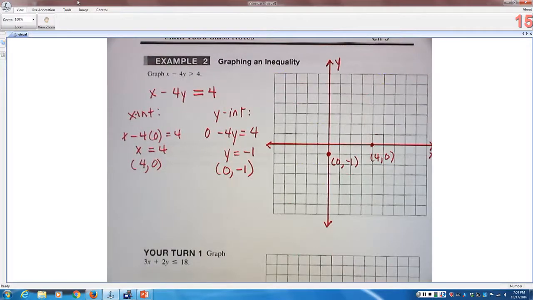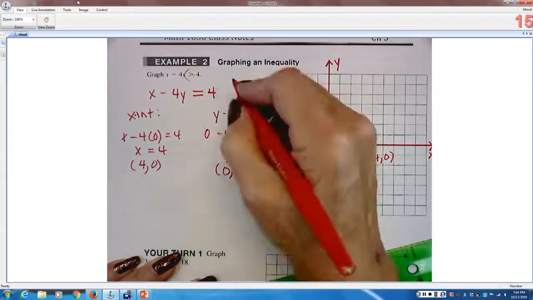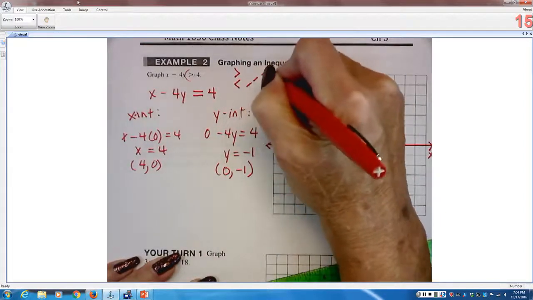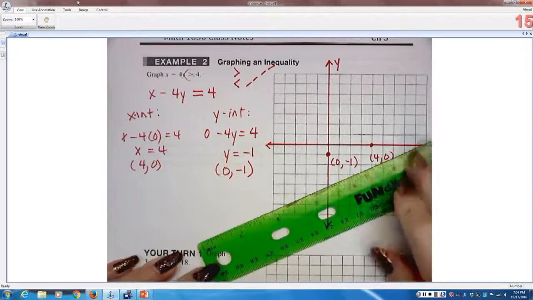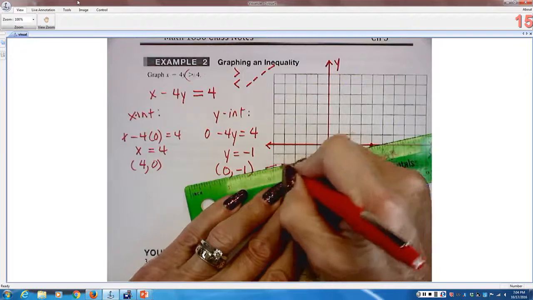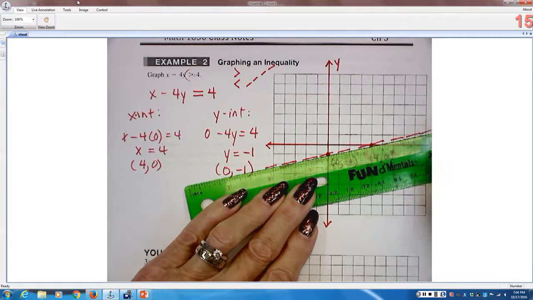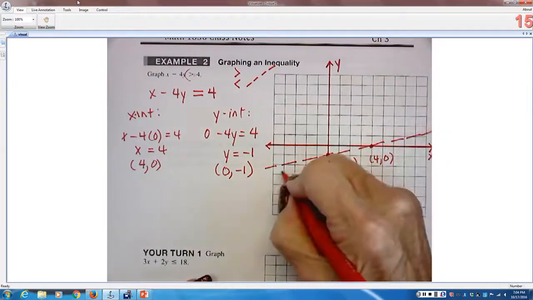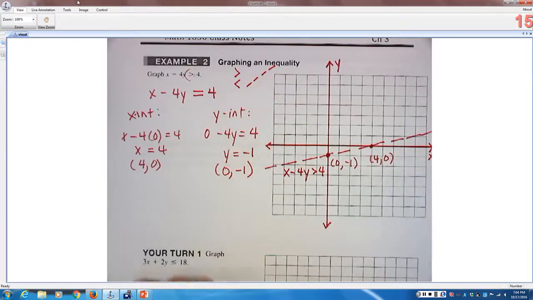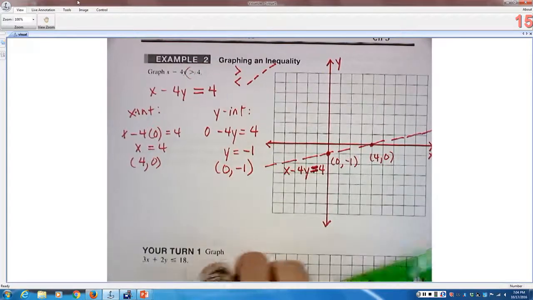And this time we're not going to shade in the line with a solid line, because this doesn't include equality. So when you have either greater than or less than without an equal sign, then when you graph your line, you're going to graph it with dashes, because the line actually is not part of the solution. It's just a boundary. I'm sorry, that's supposed to say equals because that's just our boundary line.